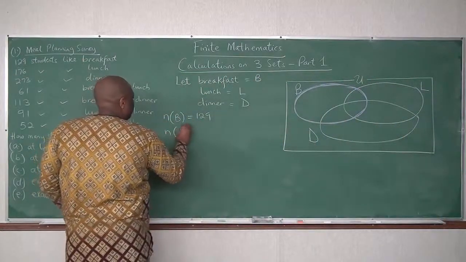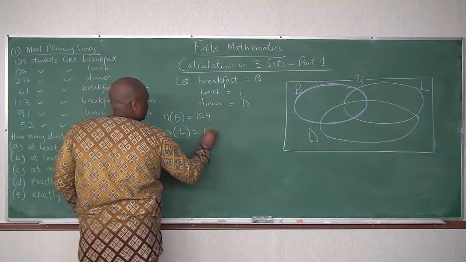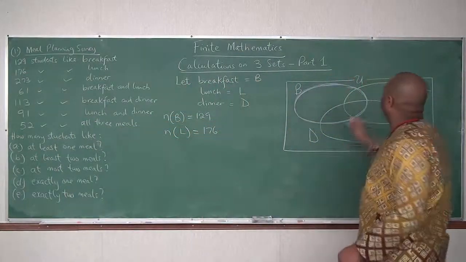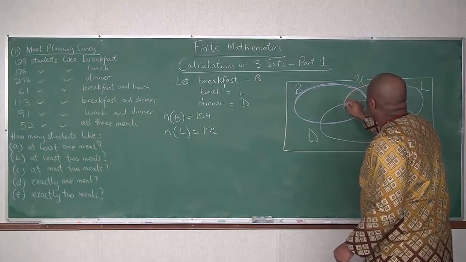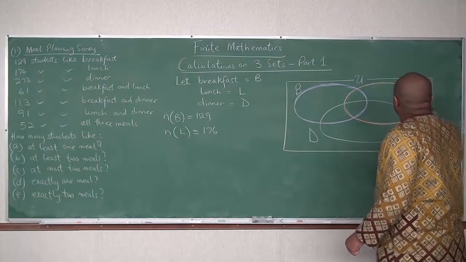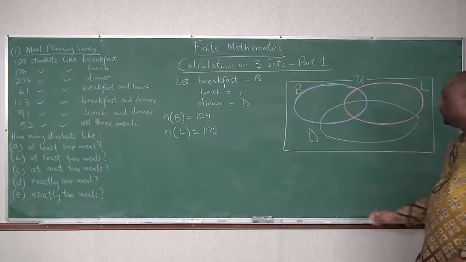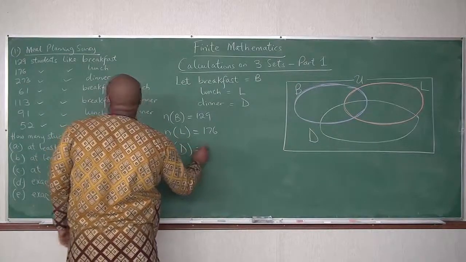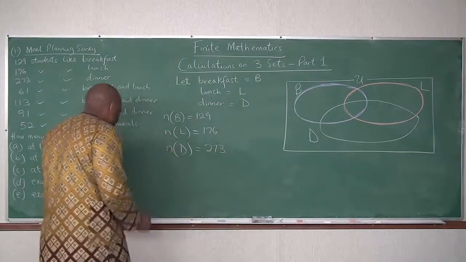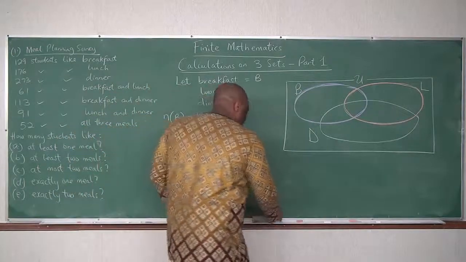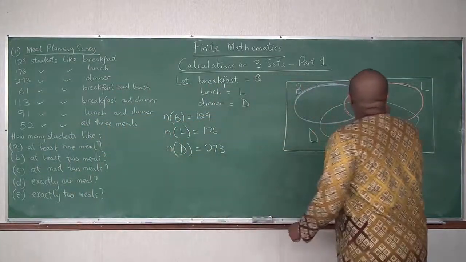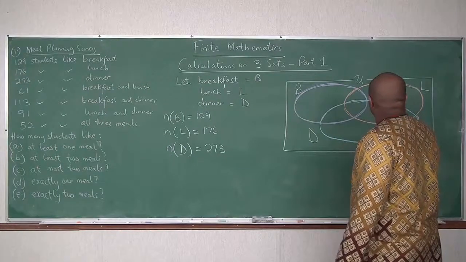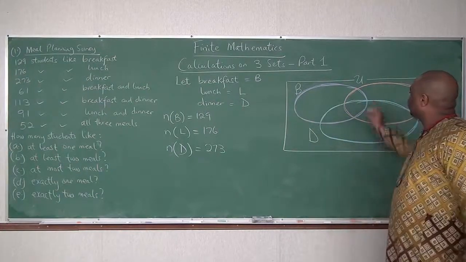Then 176 students, cardinality of lunch is 176. So that means I'm going to use this one. Everybody here, lunch. Now, some people who like breakfast also like lunch. Then 273 like dinner. Cardinality of D, dinner, is 273. So let me use this chalk here. Dinner is everybody here. Everybody here likes dinner.